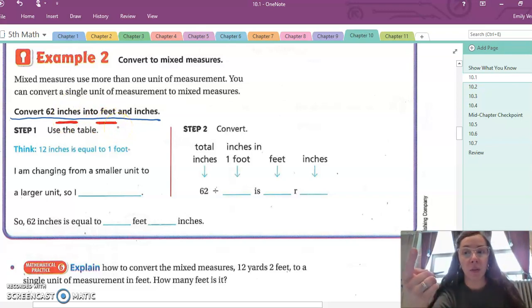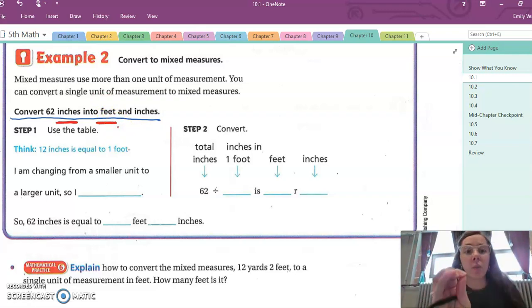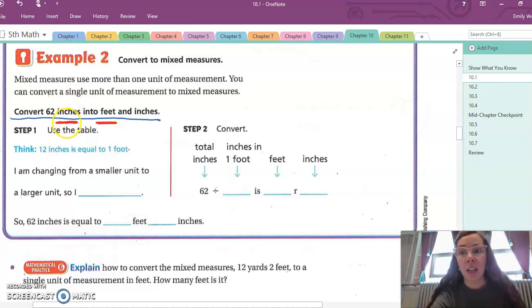Now let's go back to that first question that we asked ourselves when we took our notes. Which unit is smaller, which unit is bigger? Because that's going to tell us which operation to do. Inches are smaller than feet, so that tells me we're going to be dividing. Okay? And they even tell you here, I am changing from a smaller unit to a larger unit, so I divide.